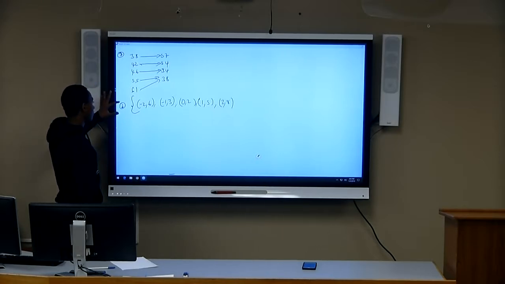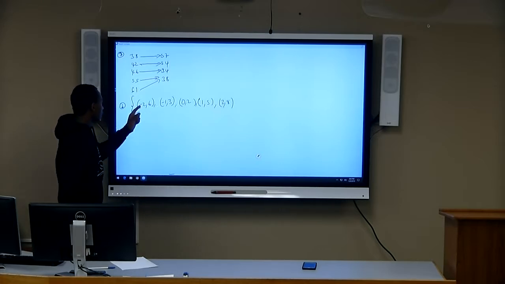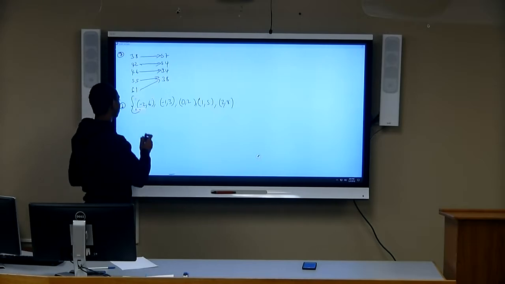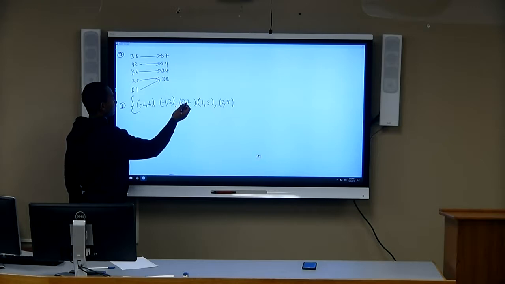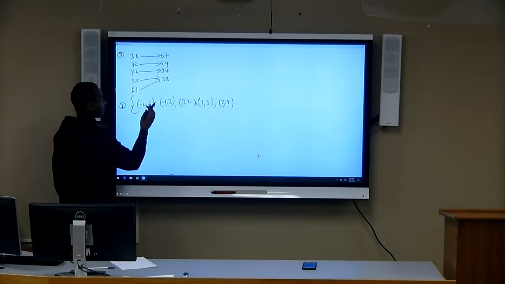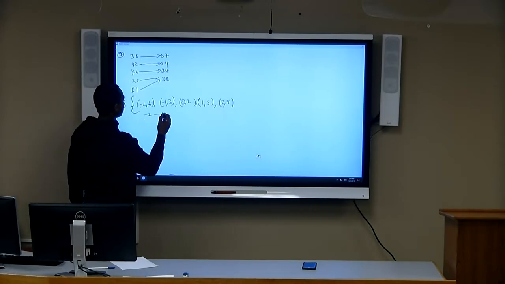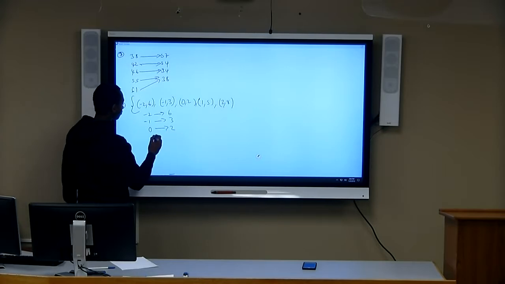So if we look at the B part, we can see this is the input side, this is the output side. So this is minus 2 and 6, minus 1 and 3, 0 and 2, 1 and 5, 2 and 8. So minus 2 corresponds to 6, minus 1 to 3, 0 to 2, 1 to 5, 2 to 8.